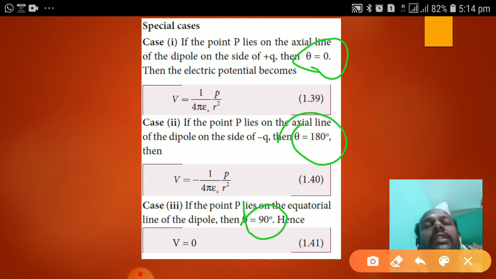So what is its meaning? The electrostatic potential on its equatorial line will be 0. Okay, so this is a conclusion we have got.